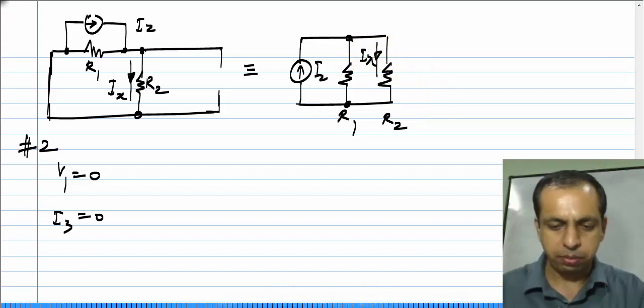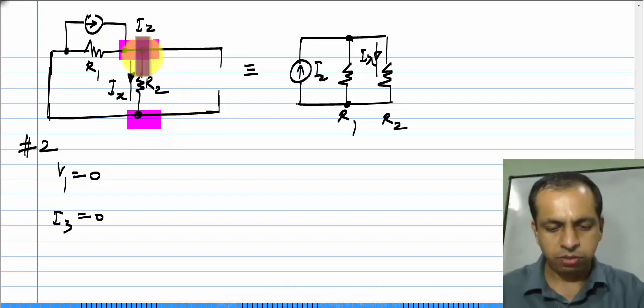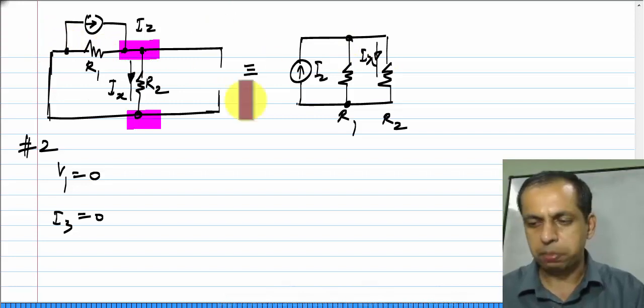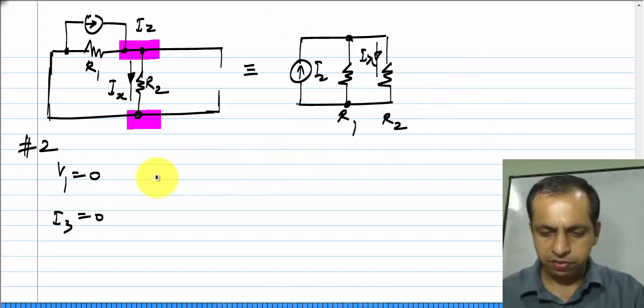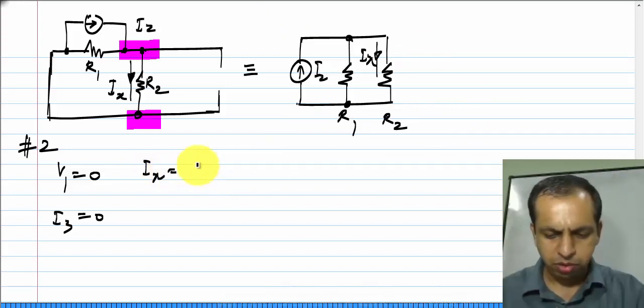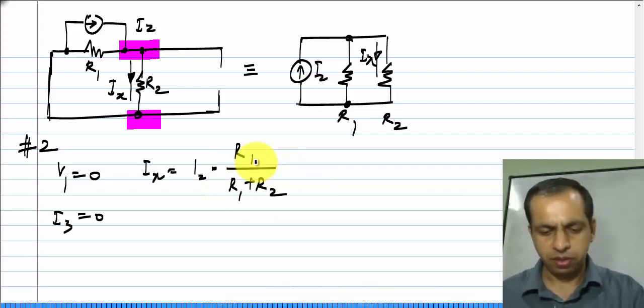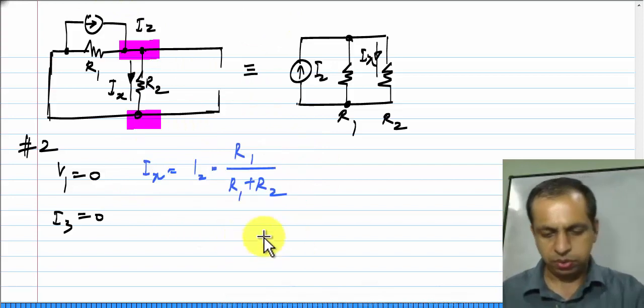This is what I meant by being careful. You please mark the nodes. Ix is the current flowing downwards from here to there, and that is what I have taken it to be here. Okay. If you are getting confused with this in a larger circuit, you number all the nodes, keep track of connections between nodes. Okay. So, in this case, what do we have? Ix will be equal to I2 times R1 by R1 plus R2 from the current divider expression. So, in the second step, this is what I have got.